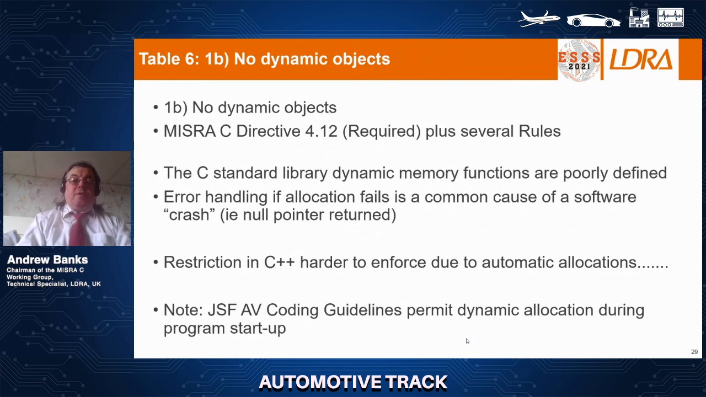And that's the basis of a lot of MISRA rules. Similarly, no dynamic objects. And this is common across most of the functional safety standards. And in MISRA, it's embodied through a directive and then some detail in several rules. The rationale for this is that the C standard library is poorly defined. Plus, you have all the known problems of heap fragmentation and such like. There's also a lot of programmers are lazy and don't check the return values of malloc, and that may mean you have a null pointer. Interestingly, the Joint Strike Fighter F-35 coding guidelines, which are based on MISRA C, actually permit dynamic allocation during program startup. And that perhaps is a deviation that you may want to consider.